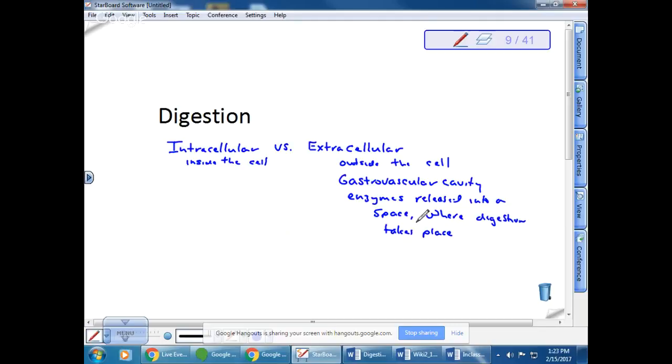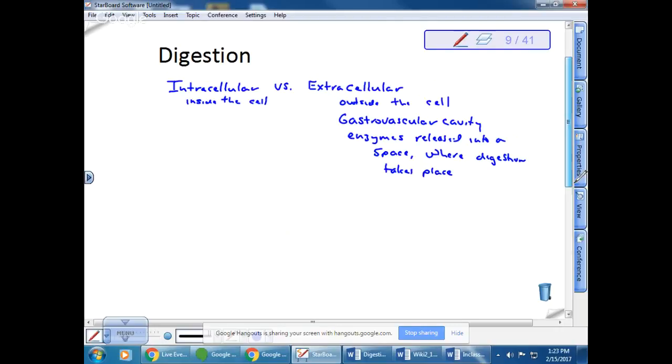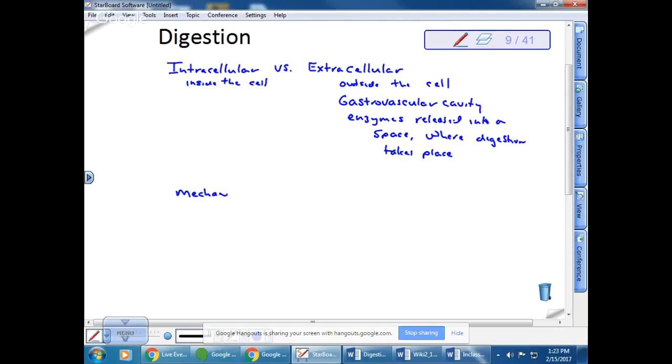Another thing that we can talk about is mechanical versus chemical digestion. When we have mechanical digestion, this is breaking a substance down into smaller pieces, which increases the surface area over which the enzymes can actually work. So this is breaking the food down into smaller pieces. For example, we do this through chewing.